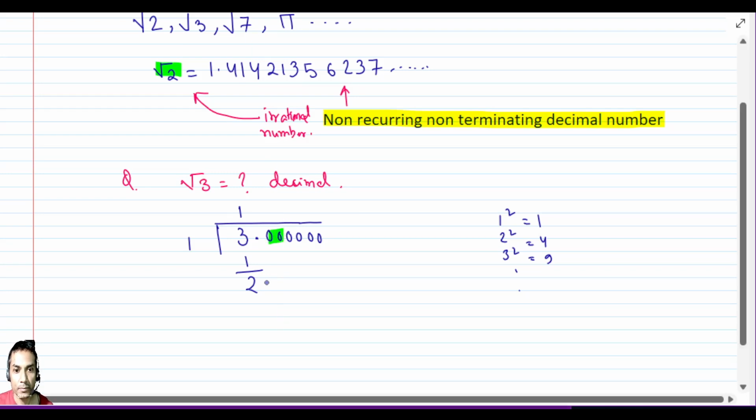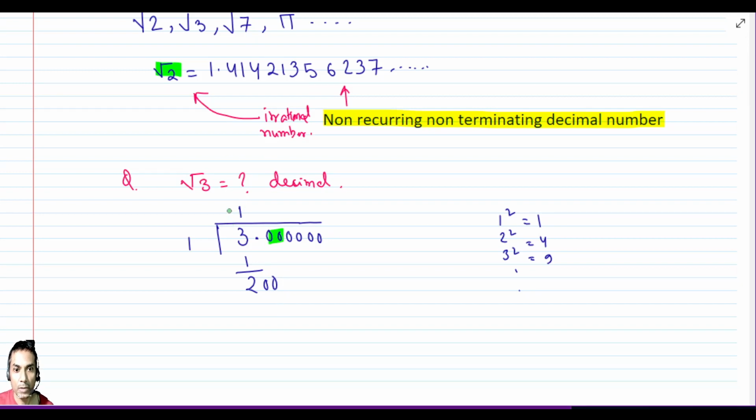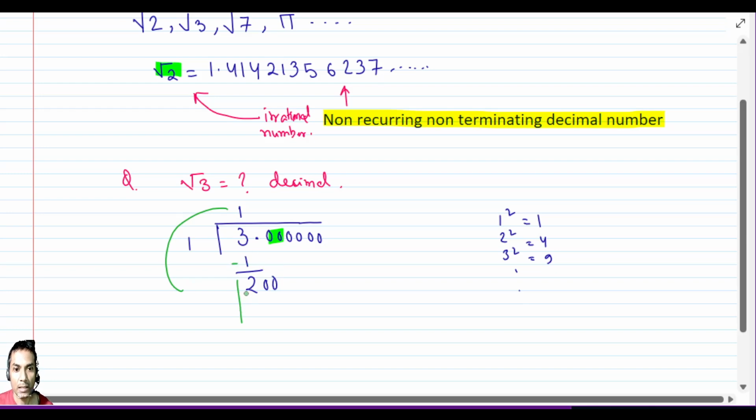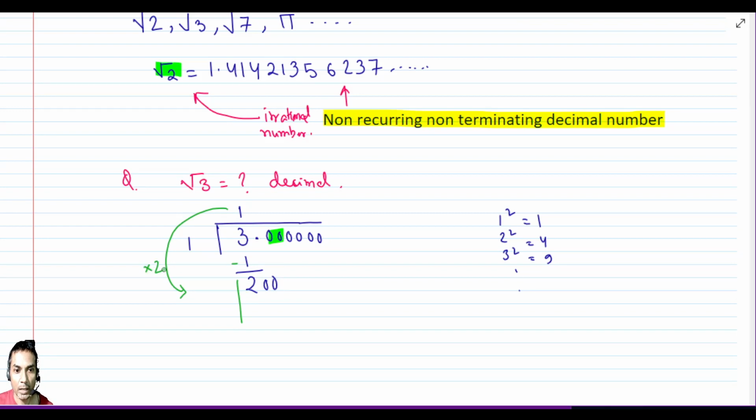Clear? And next what you have to do? You just multiply this. This is a minus. Multiply this 1, the quotient you get, into 2, you get 2. Clear? Then put the decimal, because you crossed the decimal. Then 200.